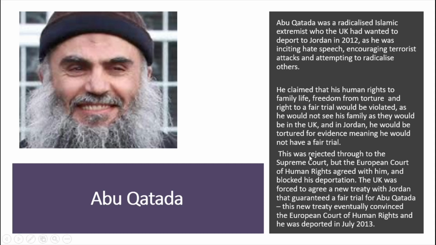This was rejected through to the Supreme Court, but the European Court of Human Rights agreed with him and blocked his deportation. The UK was forced to agree a new treaty with Jordan that guaranteed a fair trial for Abu Qatada. The new treaty eventually convinced the European Court of Human Rights and he was deported in July 2013. Like Hirst, this is another case that shows the power that the European Court of Human Rights has when human rights cases are brought to trial. Like Hirst, it's another controversial case and has led to a lot of people believing that the UK should abolish the Human Rights Act and create a British Bill of Rights that fits the needs and values of British people.